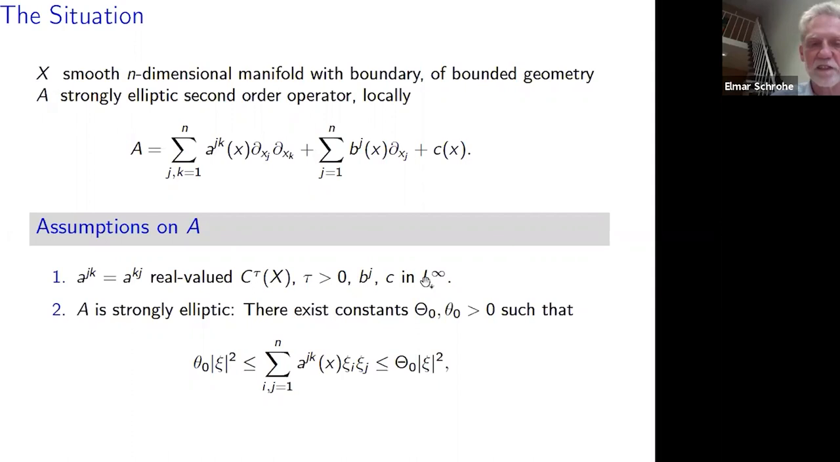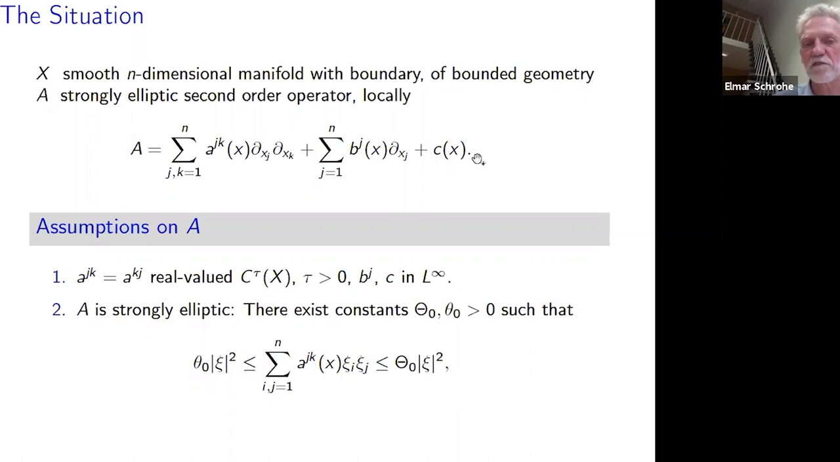We assume that the operator is strongly elliptic, and that just means that the quadratic form, which is generated by the a_jk, is positive definite. So it's bounded away from zero by theta psi squared, and it's also bounded above by a capital Theta zero psi squared. So roughly, this is a standard type of operator. The only thing that's a bit unusual so far is that we look at this on a manifold of bounded geometry.